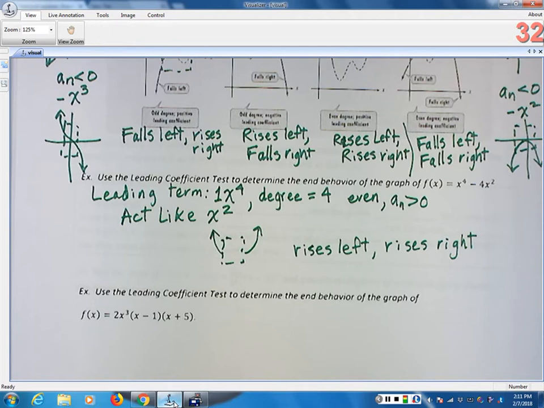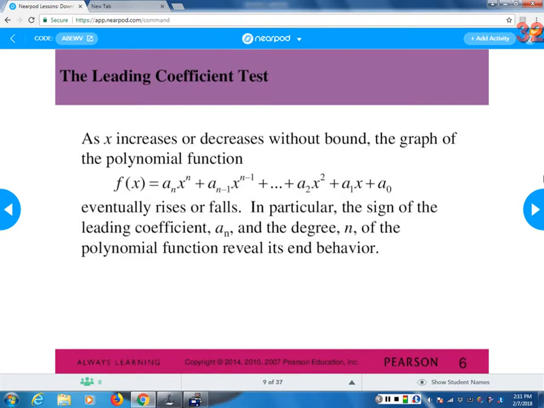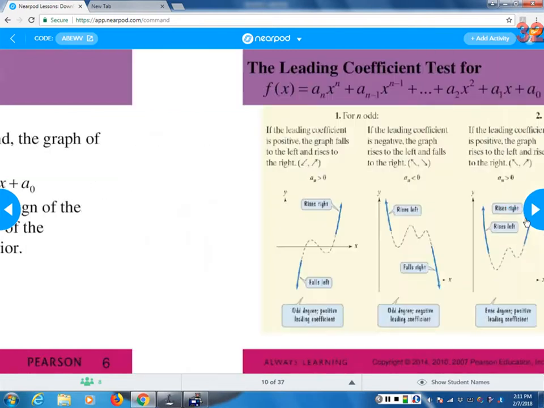Okay, so that's the end behavior, and I've forgotten about our little Nearpod here, so let's catch it up. In a second, people are still ready. So I'll catch up with the Nearpod falling behind. Okay. All right, let's see what I've got here.